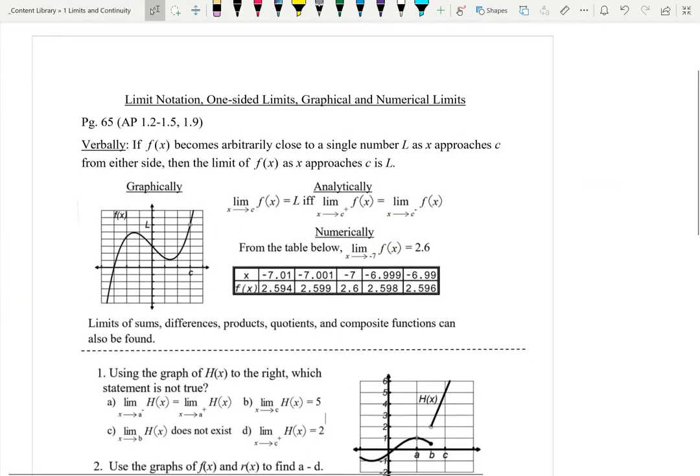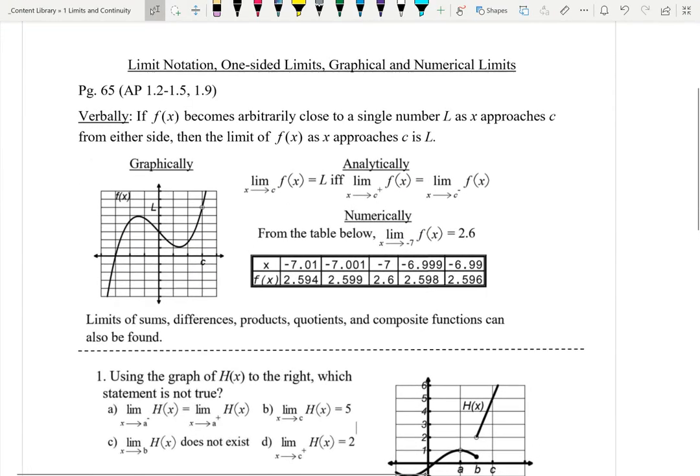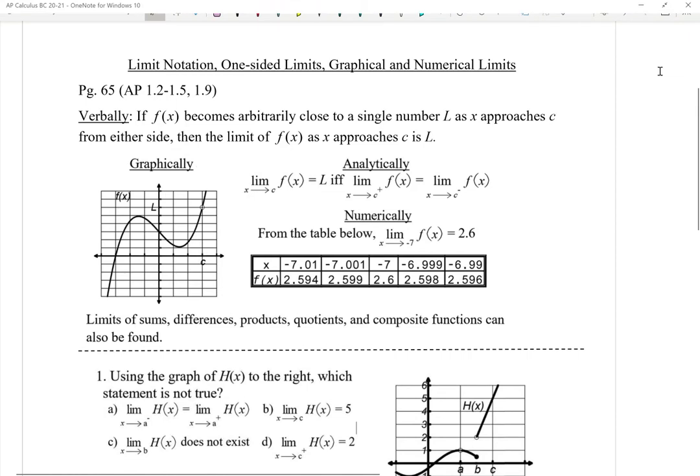All right, limit notation, one-sided limits, graphical and numerical limits. So this actually comprises a few different sections out of the AP syllabus, the College Board curriculum. So let's talk about what a limit is.